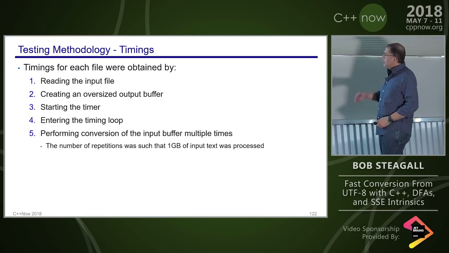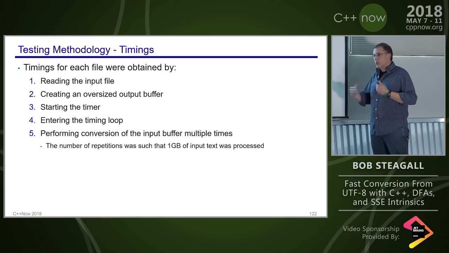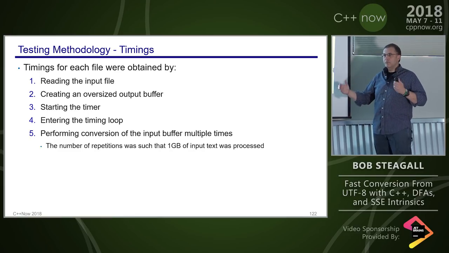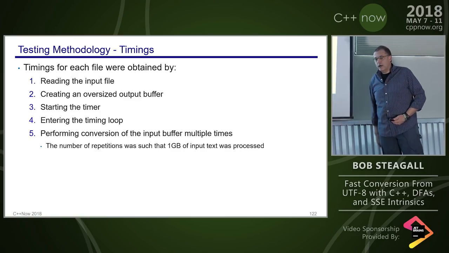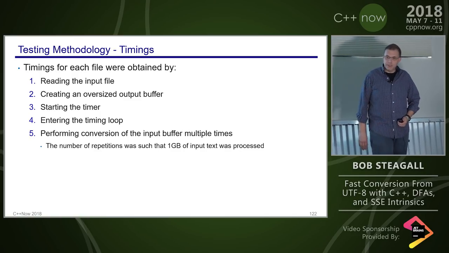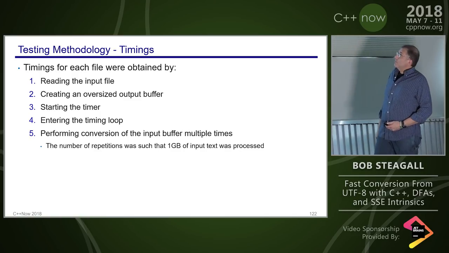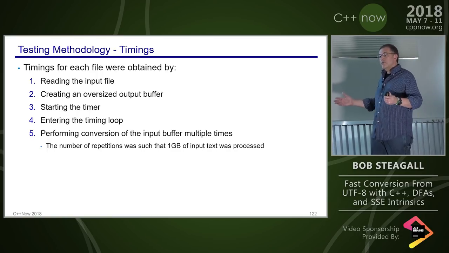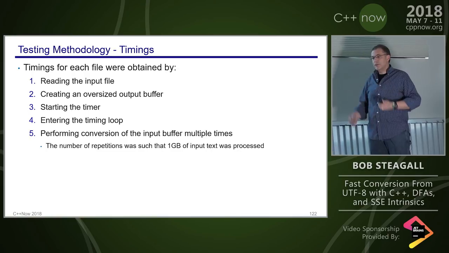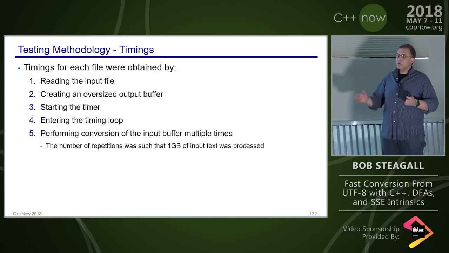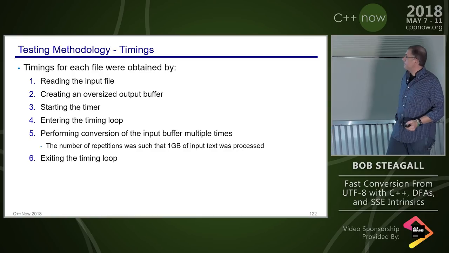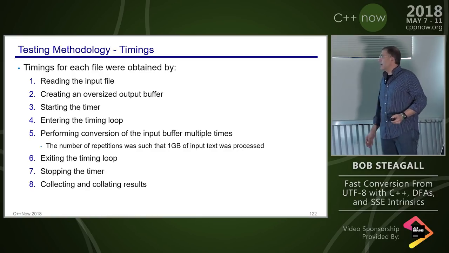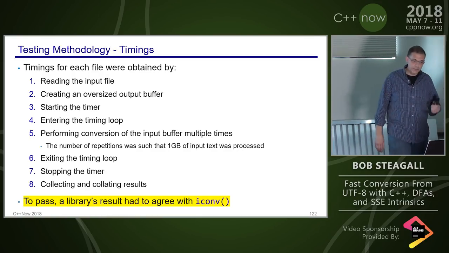In other words, for each language, I wanted to process 1 gigabyte of input for that type. So if my file had 100,000 code units in it, it would be processed 10,000 times. If it had 200,000 code units in it, it would be processed 5,000 times. But at the end of the loop, I would have processed 1 gigabyte of input text, exiting the timing loop, stopping the timer, collecting and collating information.